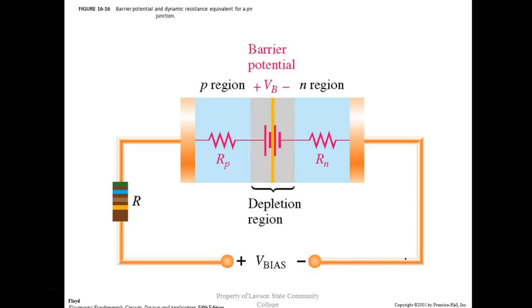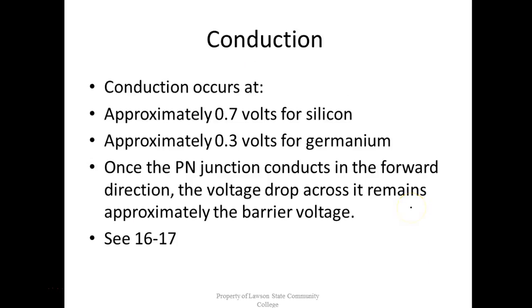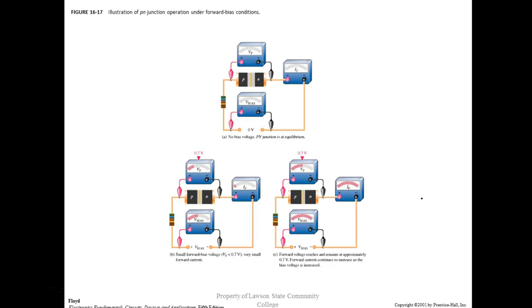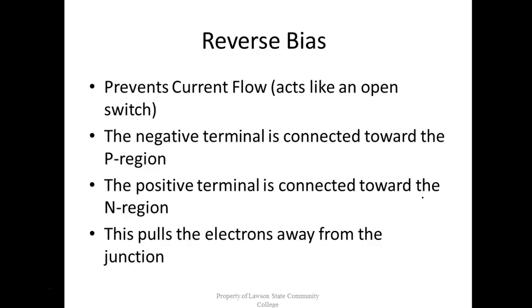So there's some resistance. These guys drop a voltage, right? If they drop a voltage, they can get hot. 0.7 of a volt for silicon, about 0.3 of a volt for germanium. This is how we can measure it.